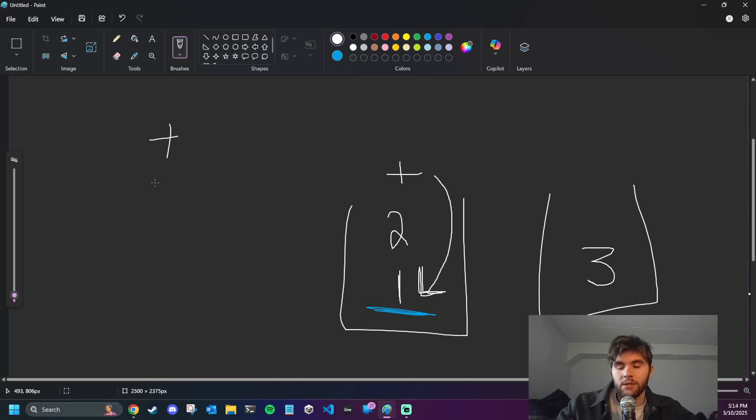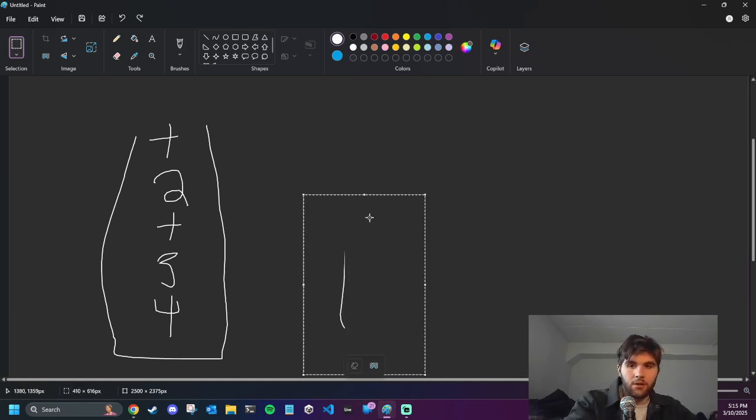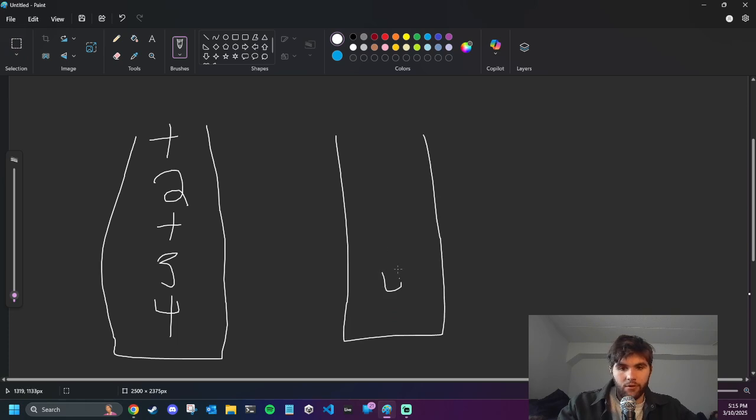Okay, what if we have plus 2 plus 3, 4 in our stack? This is also possible. So this is the expression 4, 3 plus 2 plus, which is fine. Okay, so if I think about how I would do that, we would add 4 to our stack, and then 3, and then plus.